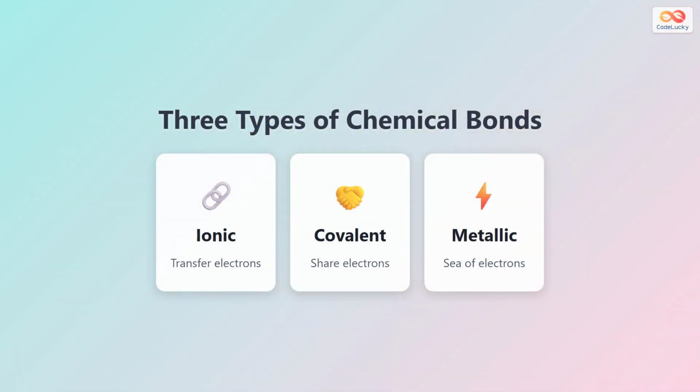There are 3 main types of chemical bonds that atoms use to achieve stability. The first is ionic bonding, where atoms transfer electrons from one to another. The second is covalent bonding, where atoms share electrons between them. And the third is metallic bonding, where electrons move freely in a sea of electrons among metal atoms. Each type of bonding creates different properties in the substances formed.